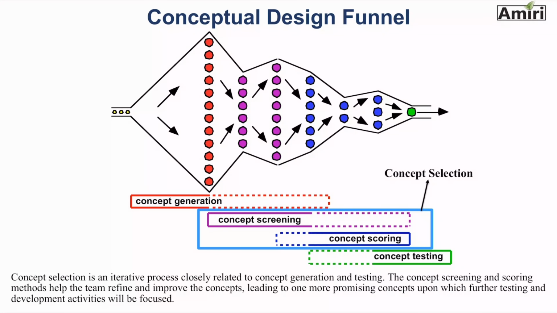Remember from previous video, we talked about the conceptual design funnel. You start with some concepts that you've generated in previous steps. These red circles here represent generated concepts. You go through the selection process, screening and scoring, and further down to narrow down your concept and also confirm the result of your concept selection, you do concept testing.